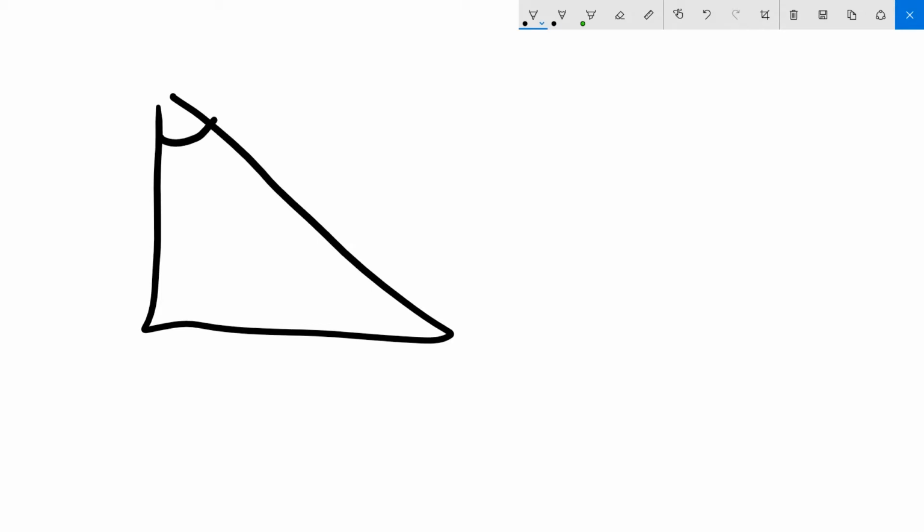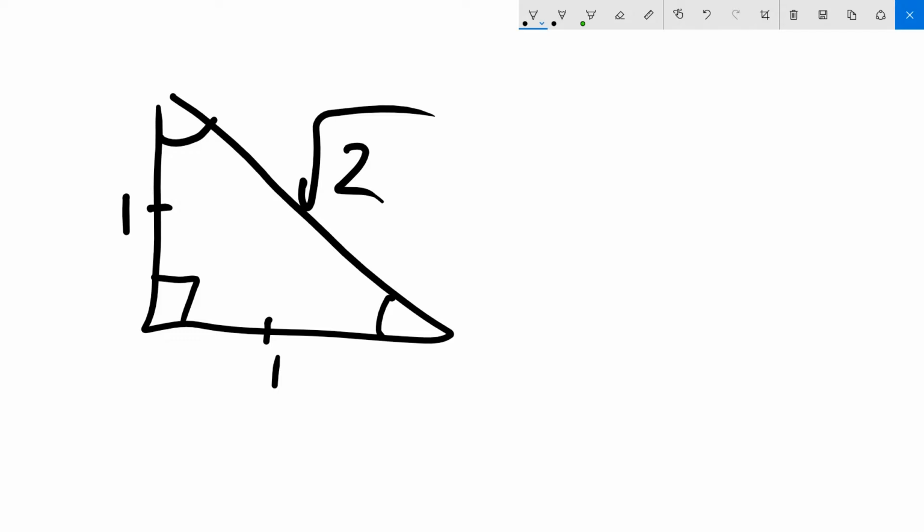So the first one I want to look at is a right angle triangle where these two angles are the same, and we'll say that this side is 1 unit, and that side is 1 unit, so they're the same. Then we can use Pythagoras' Theorem to find this side length here, and we know it is root 2.